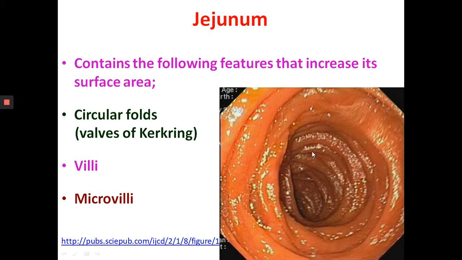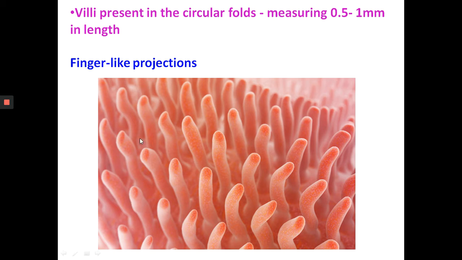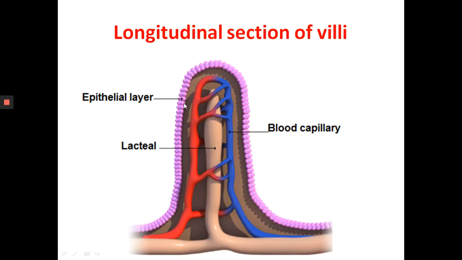And the villi are also present on the surface, and on the villi you can see microvilli also. Villi are present in the circular folds, and they are 0.5 to 1 millimeter in length. They are finger-like projections. And this is the longitudinal section of the villi.